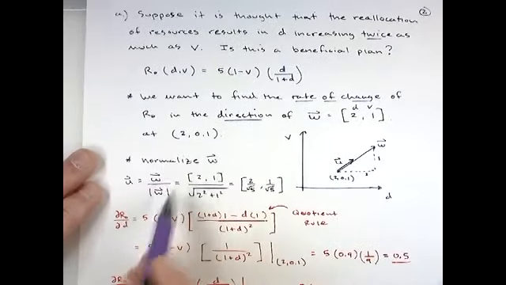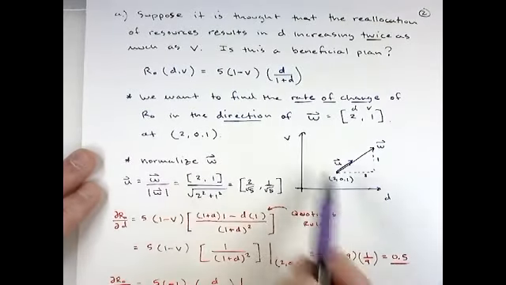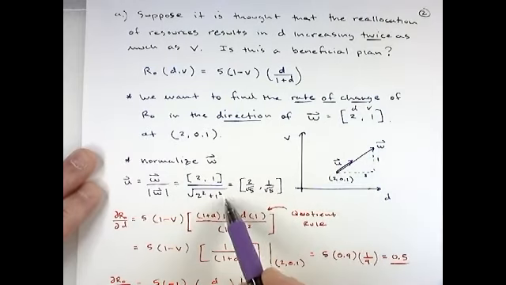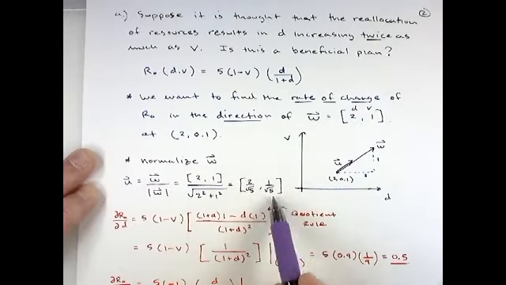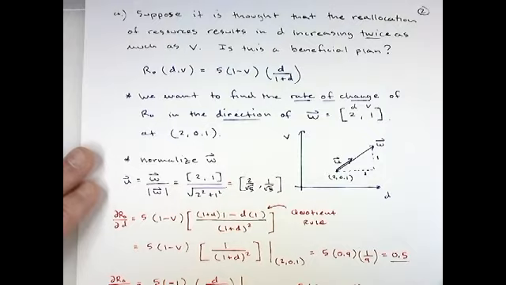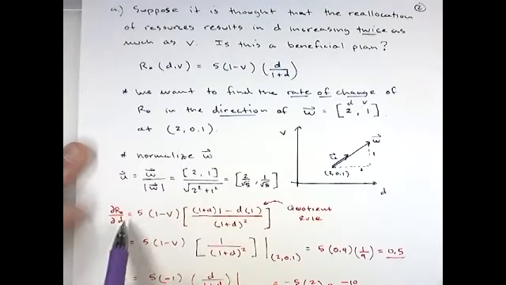And we know how to calculate this now. First step, we're going to want to normalize this vector, turn it into a unit vector by dividing by its magnitude, which is root 5. So we get 2 over root 5, 1 over root 5. Then we're going to take our partial derivatives to make our gradient vector.